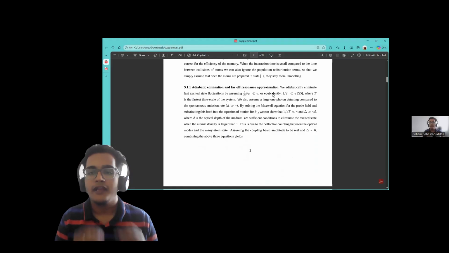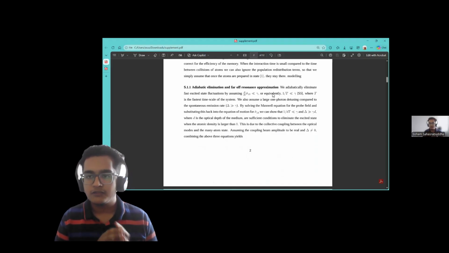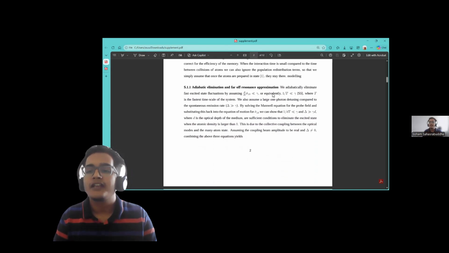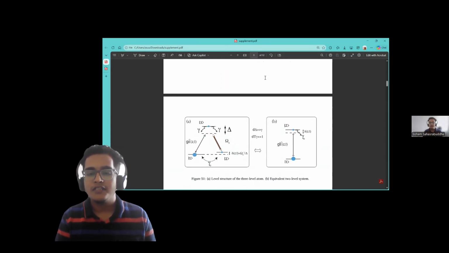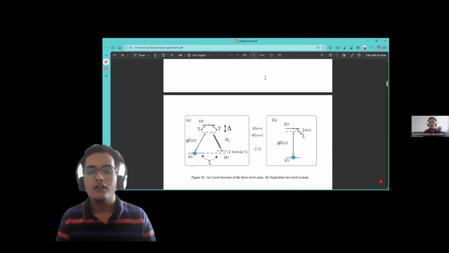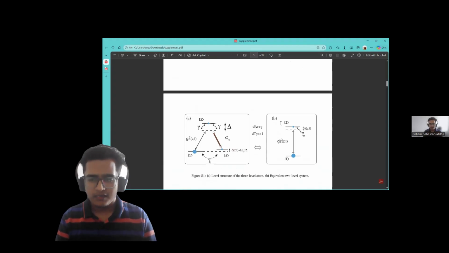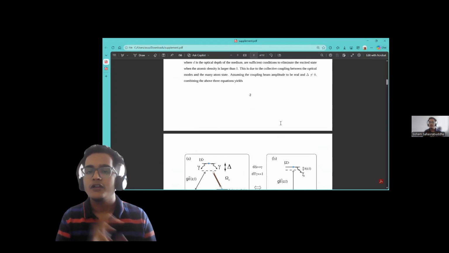And then we do an adiabatic elimination. So mainly our process is around the adiabaticity of the process. In lambda GEM, we effectively change it to an effective two-level model, and we solve the equation of states for that, and using those states we get E, and then we model quadrature values.